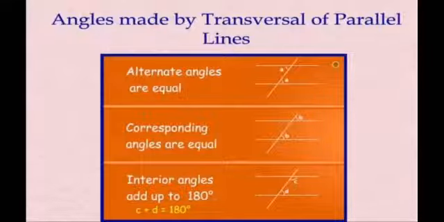Third, interior angles add up to 180 degrees. That is, the sum of the measures of the angles on the same side of the transversal is supplementary. That is, the measure of the angles on the same side of the transversal is 180 degrees.